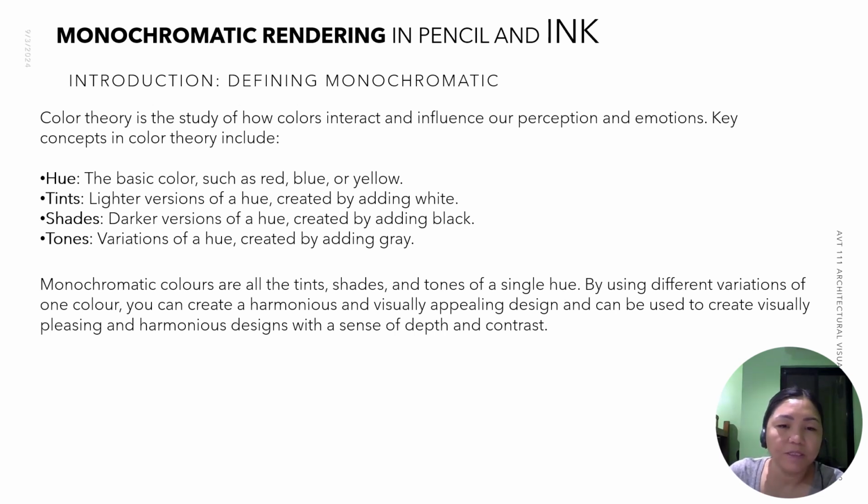Color theory is the study of how color interact and influence our perception and emotions. Some of the key concepts in color theory include hue. So hue is actually the basic colors such as red, blue, or yellow. Tints are lighter versions of a hue created by adding white. Shades are the darker versions of a hue created by adding black. Tones are the variations of a hue created by adding gray. Monochromatic colors are all tints, shades, and tones of a single hue.